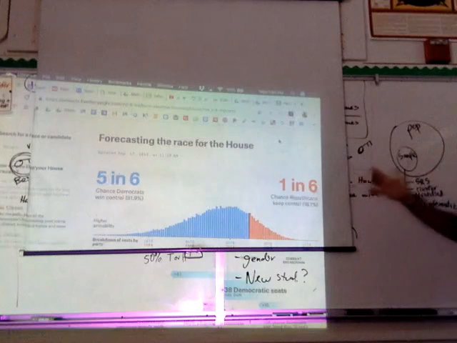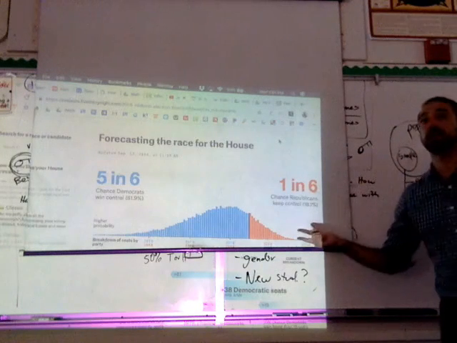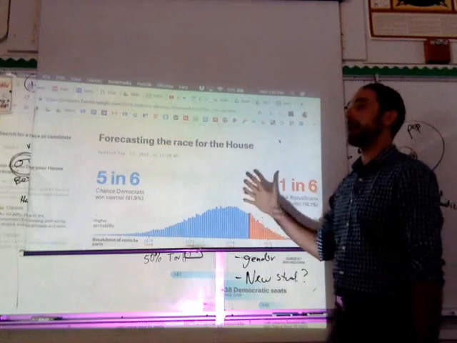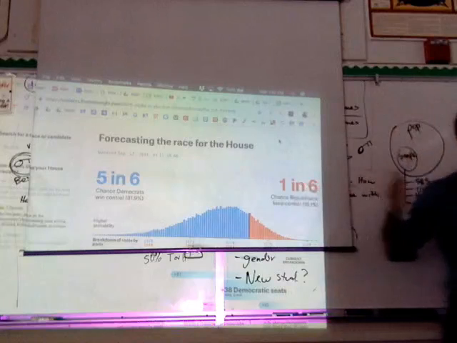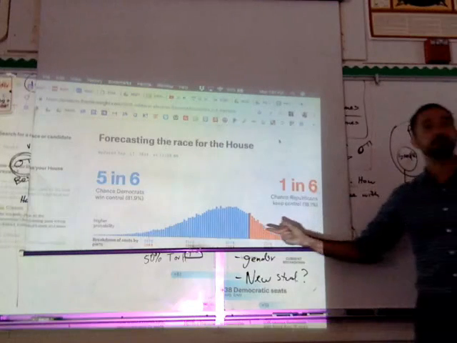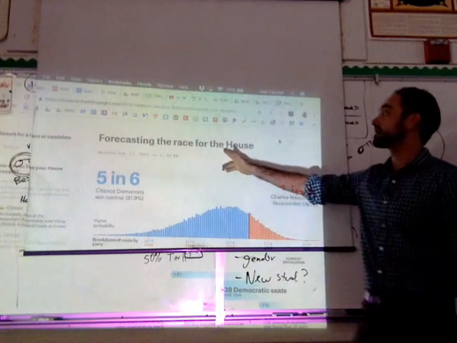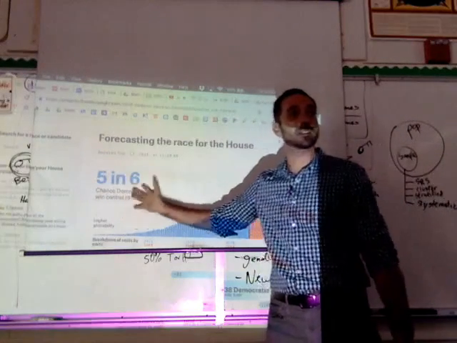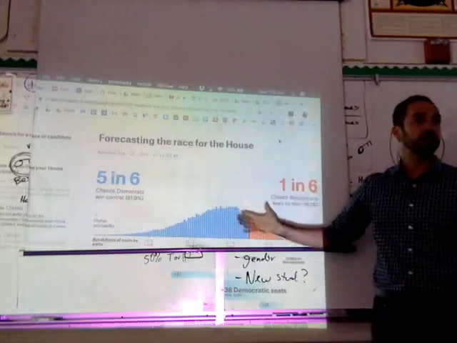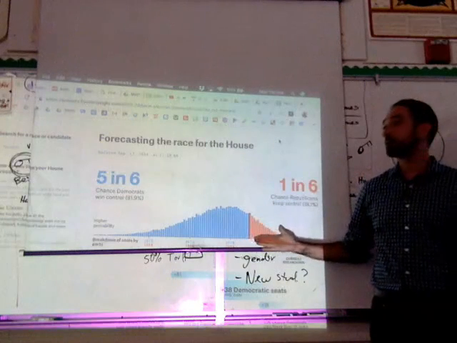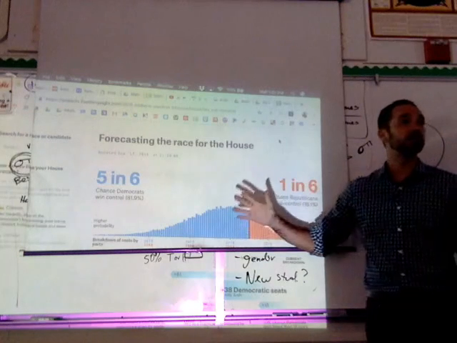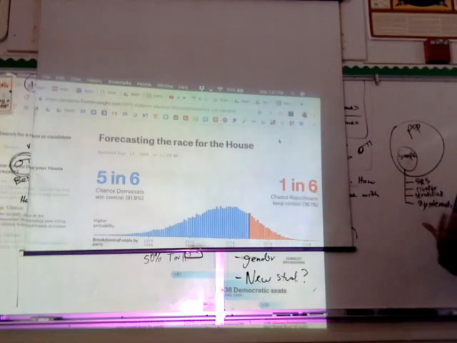Okay. This is called 538. 538 is put together by this guy, Nate Silver. He's the editor here. And everything is based on statistics. Not just statistics, but simulations. So this is the forecast for the race at the House in November, a big race. 5 out of 6 chance that the Democrats will be able to take control. This isn't perfect, but what Nate does is he takes 10,000 simulations of all the variables that you can come up with that would change this race. 10,000 simulations.